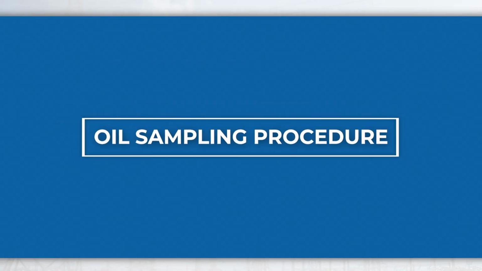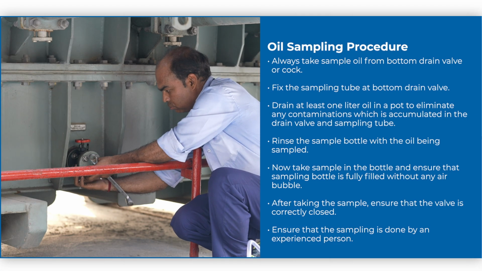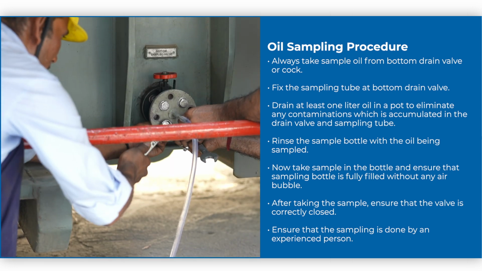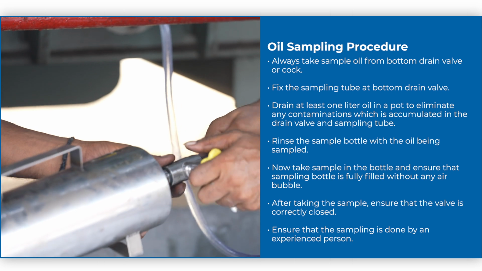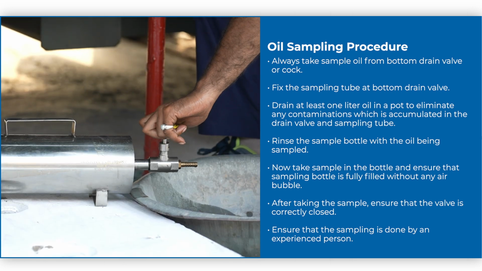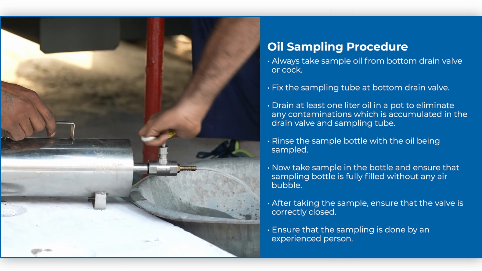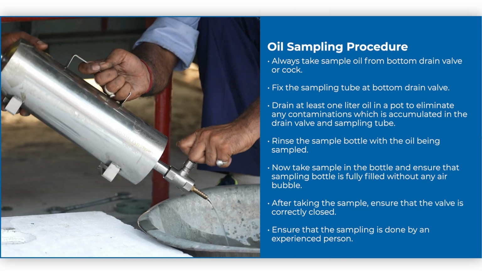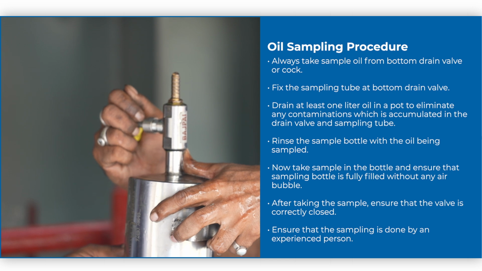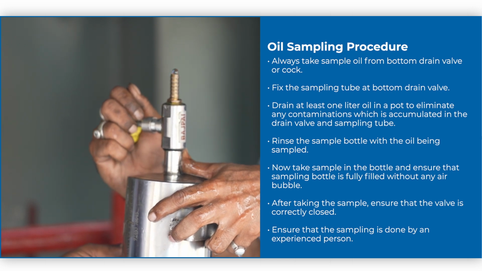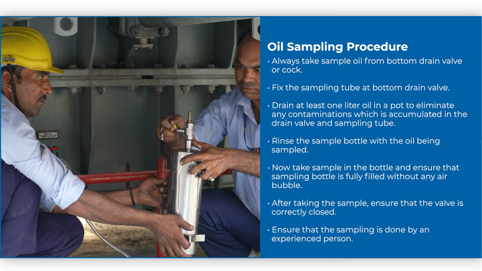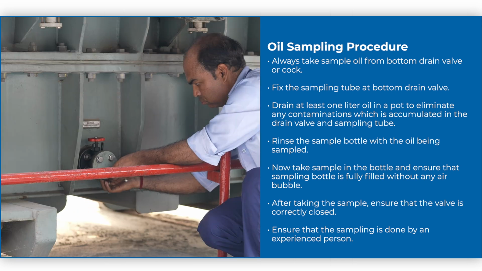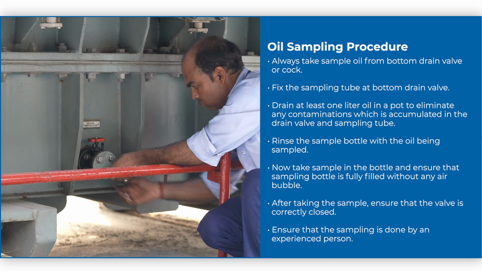Oil sampling procedure. Always take the sample oil from the bottom drain valve or cock. Fix the sampling tube at the bottom drain valve. Drain at least 1 liter of oil in a pot to eliminate any contamination accumulated in the drain valve and sampling tube. Rinse the sample bottle with the oil being sampled. Now take the sample in the bottle and ensure that the sampling bottle is fully filled without any air bubbles. After taking the sample, ensure that the valve is correctly closed. Ensure that the sampling is done by an experienced person.